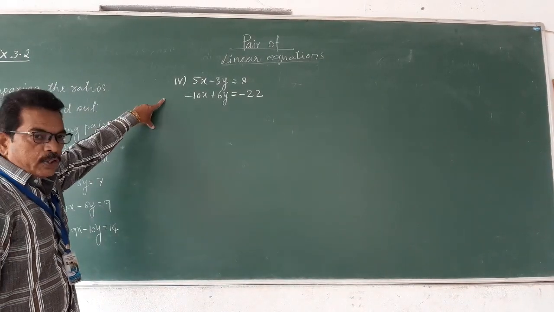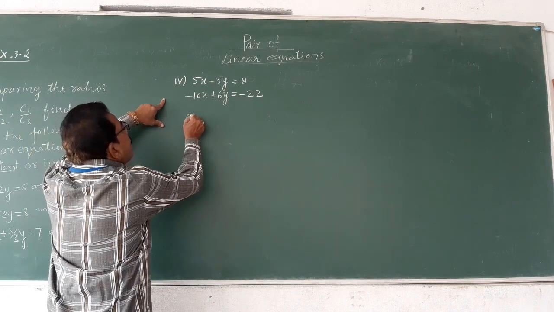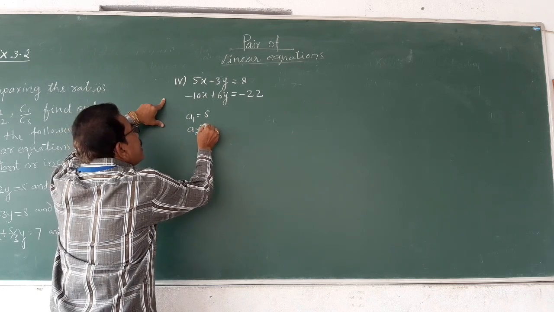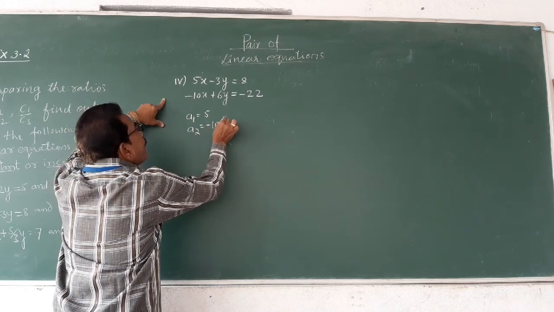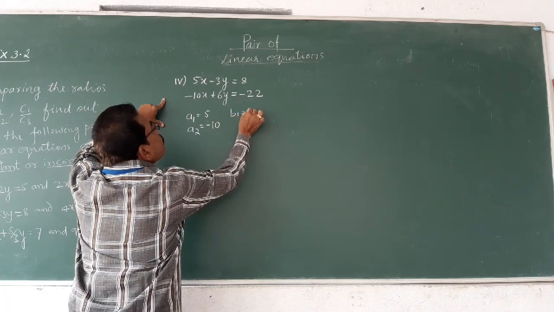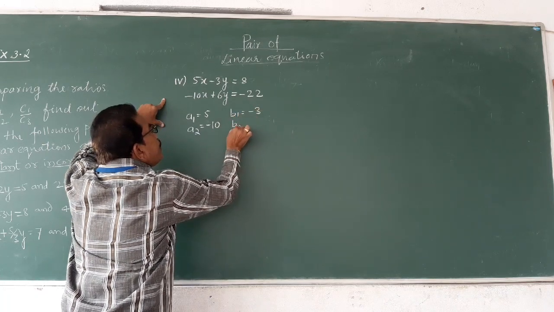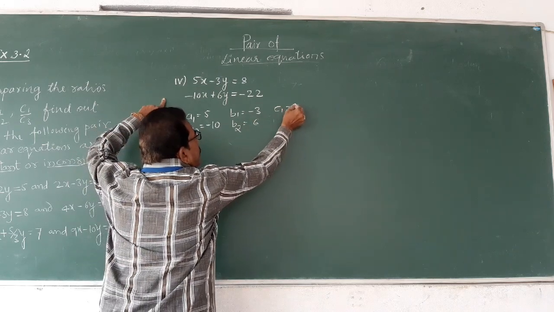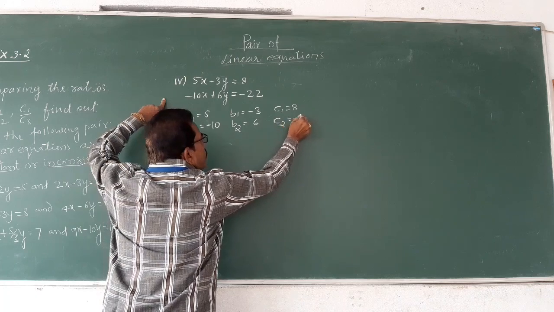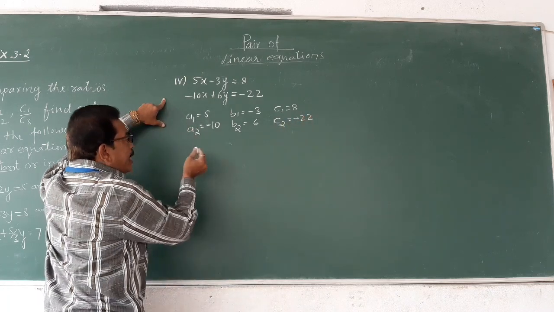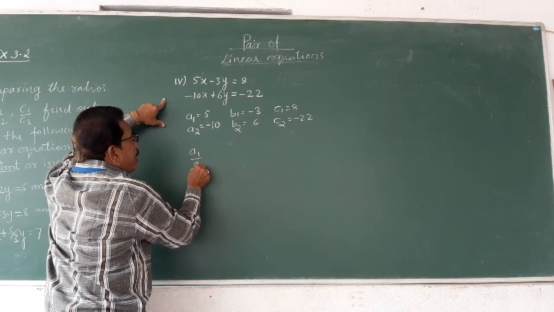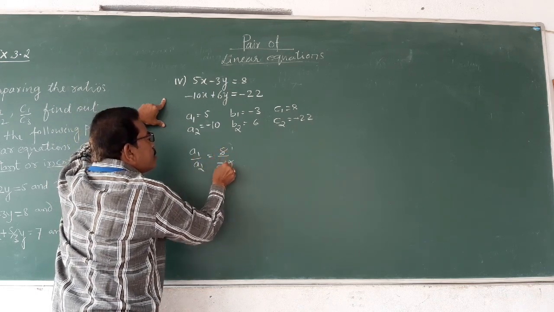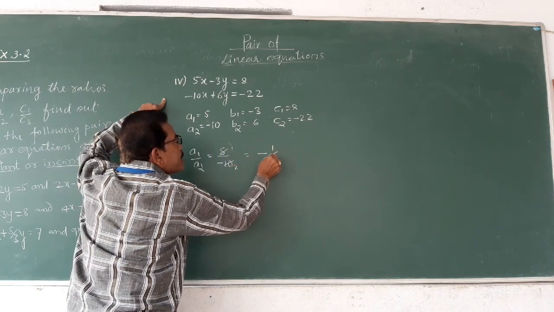Okay, this one is the fourth. A1 equals 5, A2 equals minus 10, B1 equals minus 3, B2 equals 6, then C1 equals 8, C2 equals minus 22. Okay, let us compare the ratios. A1 by A2 equals 5 divided by minus 10. That is minus 1 by 2.